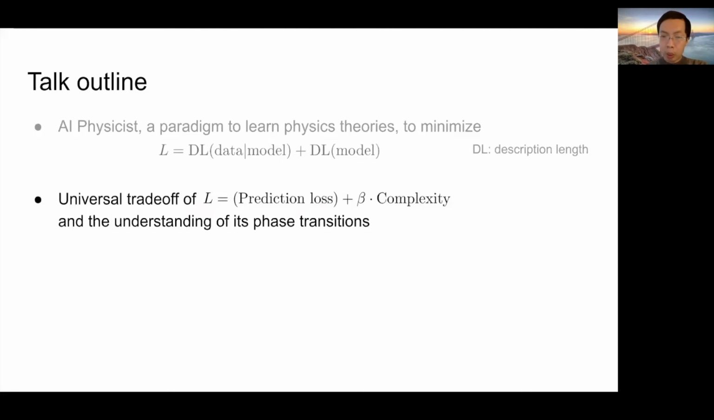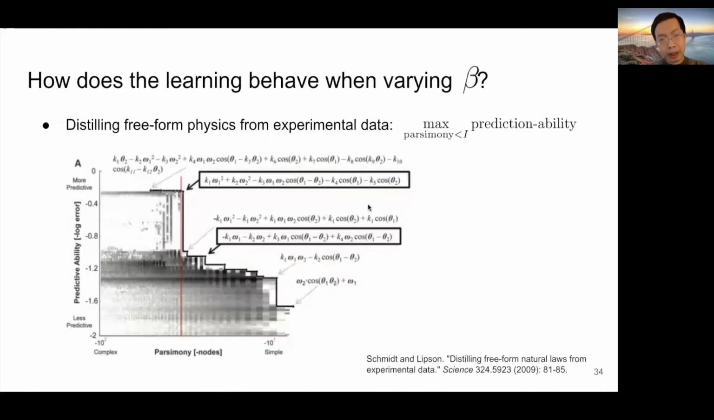And also, one interesting thing is the following. When we tune the beta of this trade-off, we will see many interesting things happen. For example, in this work in Science, the authors discovered that when we tune the trade-off between the complexity and the prediction for this equation discovery, they find that the kinks of this figure correspond to the conservation laws of the system that are important.